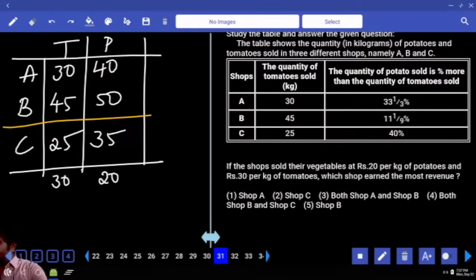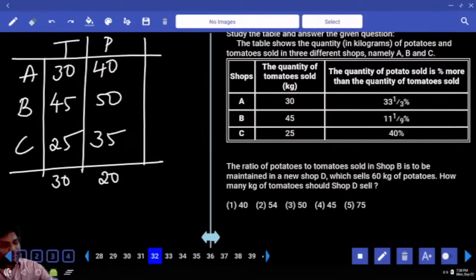Look at the total number of kgs, where we have B. So obviously shop B will earn more money, right? Either in terms of total tomatoes or total potatoes, in both cases B is selling more kgs. So obviously B's revenue will be more than the other two.